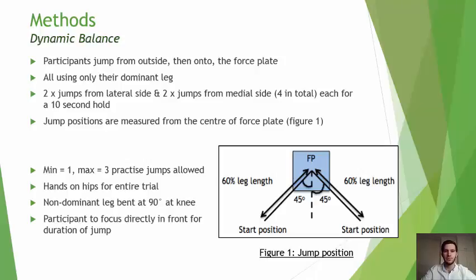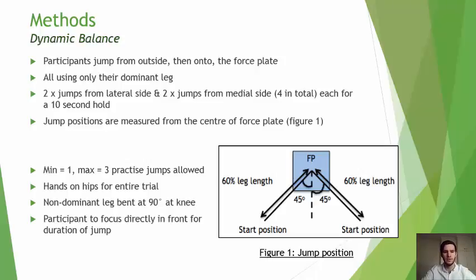The jump positions were measured from the center of the force plate outwards, so we can see that detail in figure 1. So from the center of the force plate, a distance was measured on a 45-degree angle to either side, and that measurement was 60% of the person's leg length.